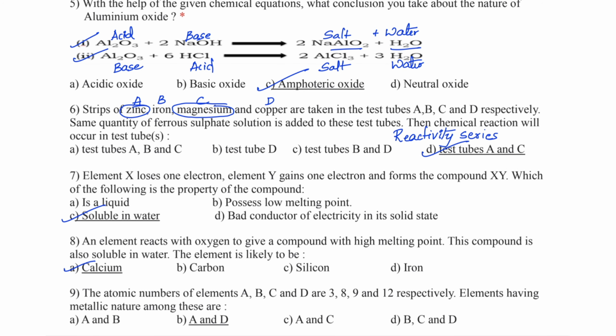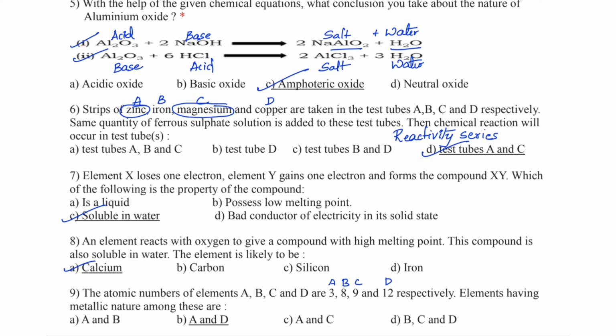Question number 9. The atomic numbers of elements A, B, C and D are 3, 8, 9 and 12 respectively. The elements having metallic nature among these is option A, A and B, option B, A and D, option C, A and C, option D, B, C and D. So here A has atomic number 3, B's atomic number is 8, C's atomic number is 9 and the atomic number of D is 12.